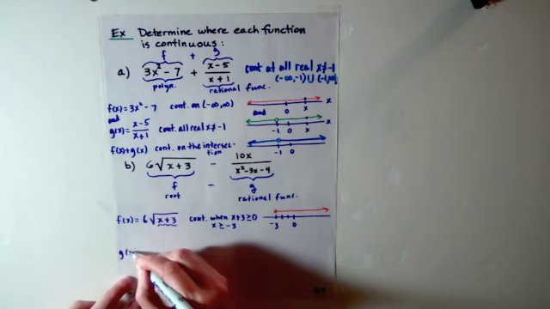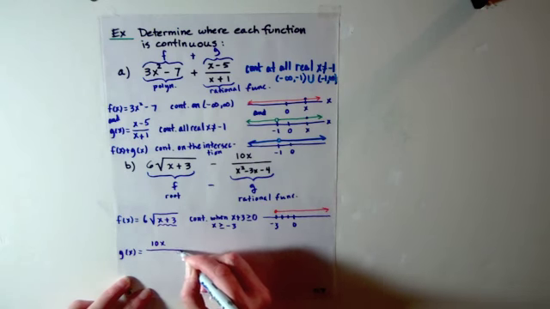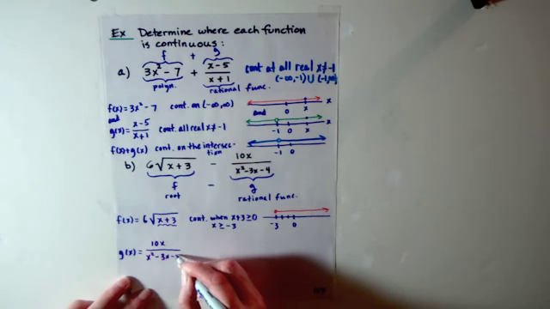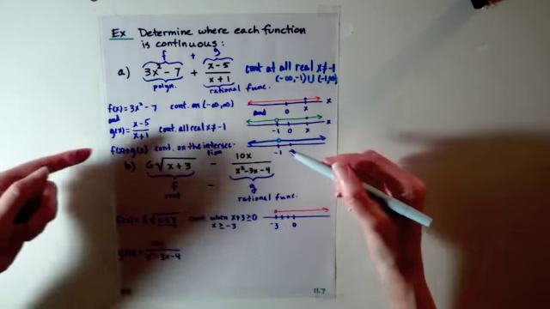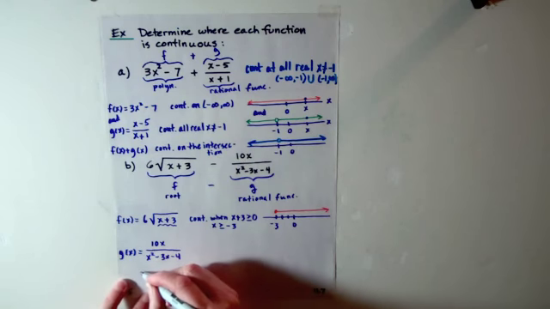G of x, we said, is a rational function because it's one polynomial, 10x, over another polynomial, x squared minus 3x minus 4. And we know, just as we talked about in part A, this rational function is continuous everywhere in its domain. And what's the domain of a rational function?